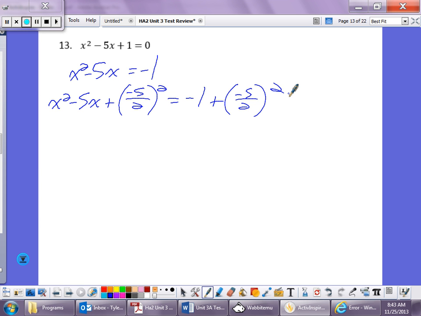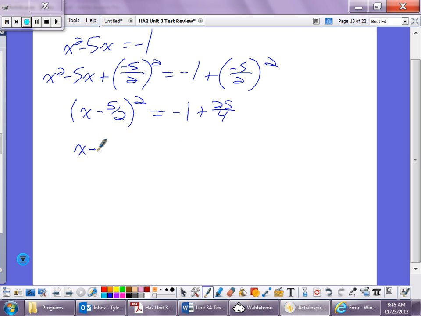All right, and remember that when you are completing the square, rather than having to multiply this out and find what the factors are, you can always just get (x plus b over 2) squared. So that would just be (x minus 5 halves) squared. That's much easier than multiplying this out and trying to find the factors. So then you get negative 1 plus 25 fourths. All right? (x minus 5 halves) squared equals 21 fourths.